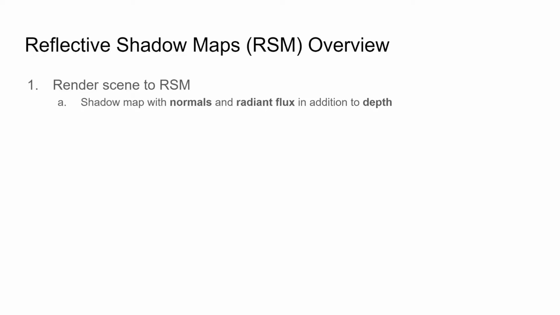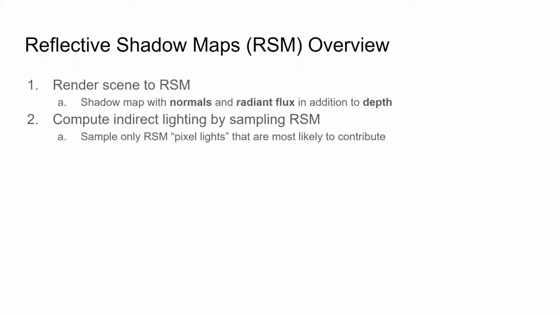I'll give a brief overview of the whole algorithm here, and then later I'll expand on each step. So overall, the algorithm consists of 3 steps. First, we render the scene to the reflective shadow map. This is the same as a regular shadow map, except it contains normals and radiant flux in addition to depth. The second step is computing the indirect lighting at each pixel on the screen. This involves sampling the reflective shadow map many times in a projected local area around the pixel. And the final step is to apply the indirect lighting that we computed. This is just as simple as adding it to the final shaded pixel color.